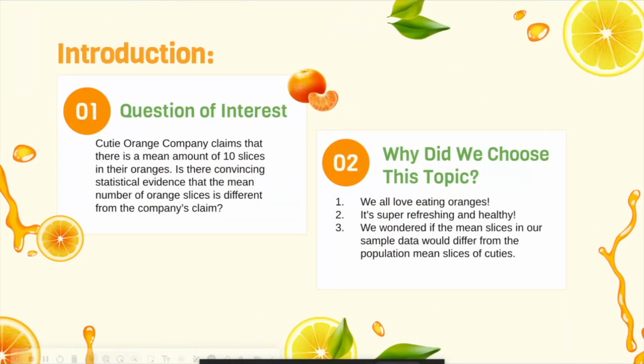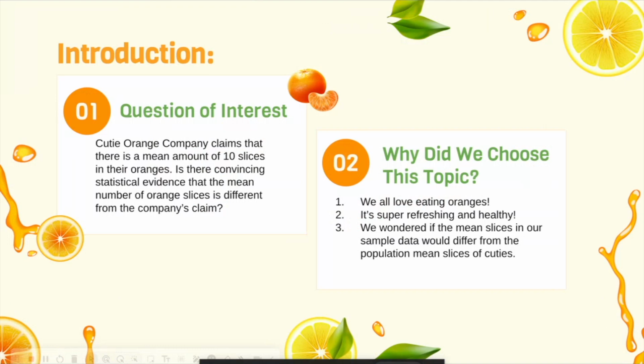For our introduction, the question of interest was: Cutie Orange Company claims that there is a mean amount of 10 slices in their oranges. Is there convincing statistical evidence that the mean number of orange slices is different from the company's claim? Why did we choose this topic?